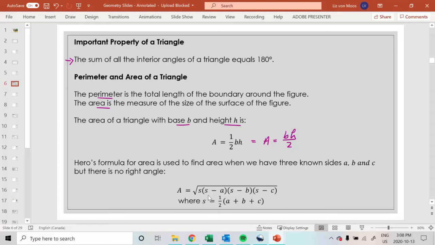Or if we don't know what the height is, but we do know all three sides, we can use Hero's formula to find the area. For Hero's formula, A, B, and C are the three sides of the triangle. S is used throughout that formula. And what is S? Well, S is 1/2 times A plus B plus C. In other words, S is just 1/2 of the perimeter. And we'll see how that looks in action.